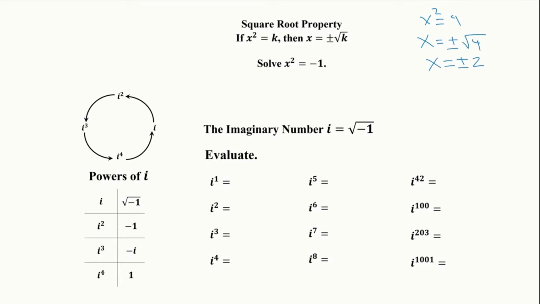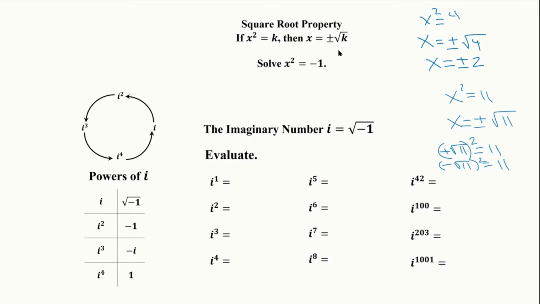Now, this doesn't just work with nice perfect squares, of course. If x squared equals 11, for instance, we get the same result. x equals plus or minus square root of 11. If you take the positive square root of 11 and square it, what do you get? You get 11. And if you take the negative square root of 11 and square it, you also get 11. So this formula makes sense. It can easily be proven using a little bit of algebra.